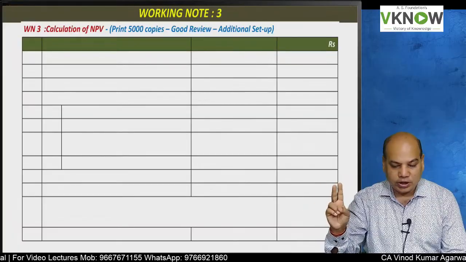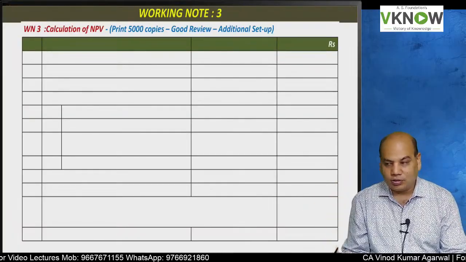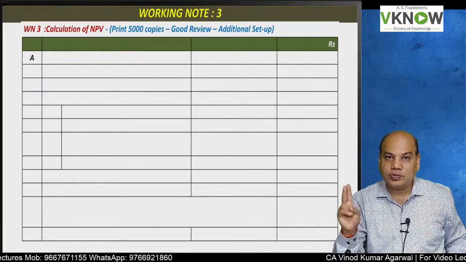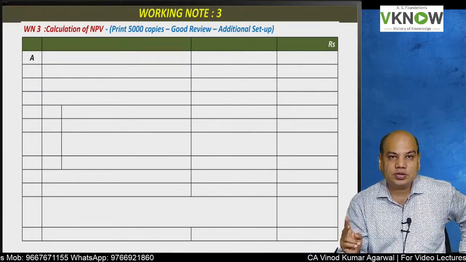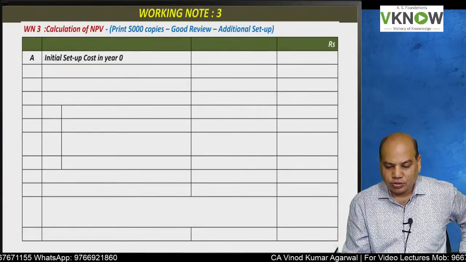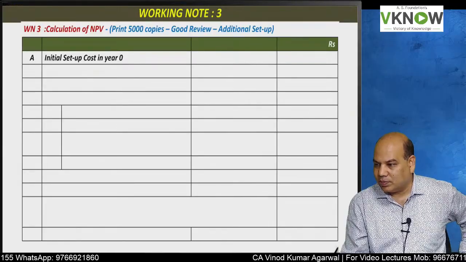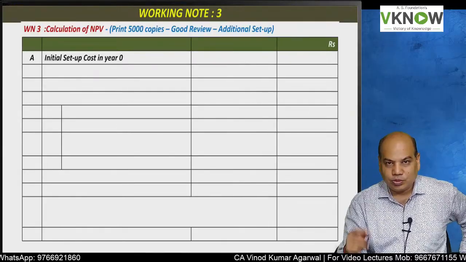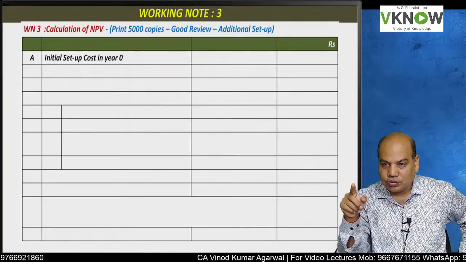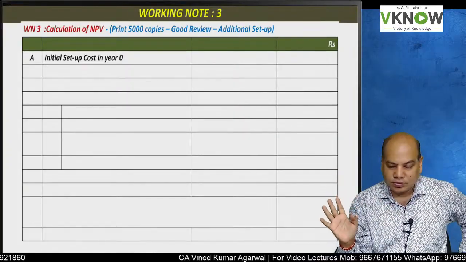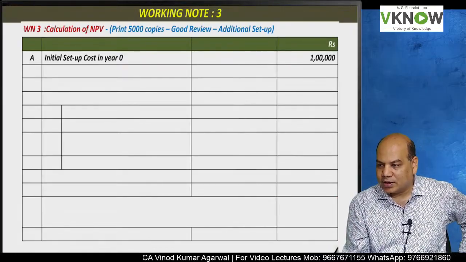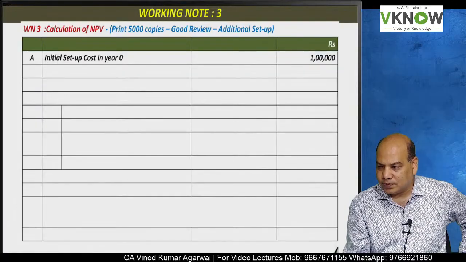So two working notes I am going to prepare right now for 5,000 copies, good review. Under good review also we have two options: additional setup, no additional setup. Working note 3, calculation of NPV. I hope you are able to understand where we are. 5,000 copies, good review, additional setup. Initial setup cost in year 0. Diagram should be in front of you continuously.